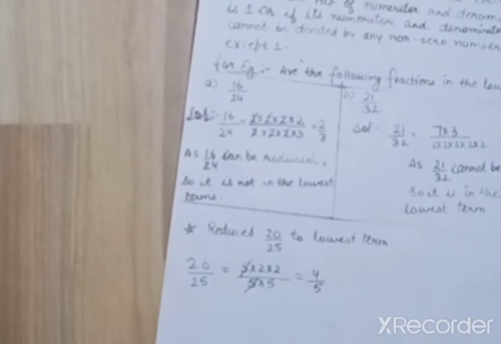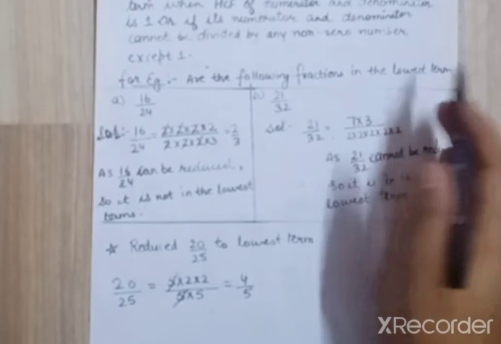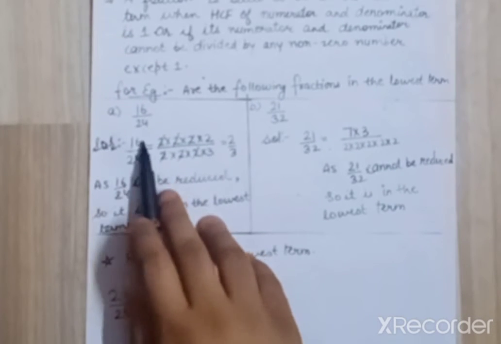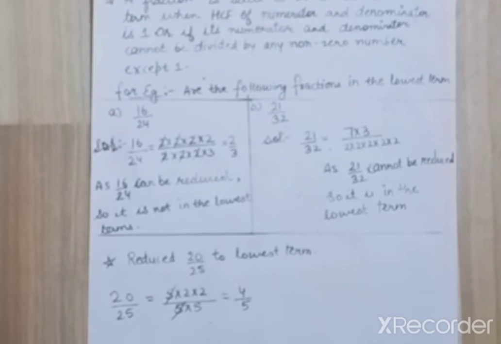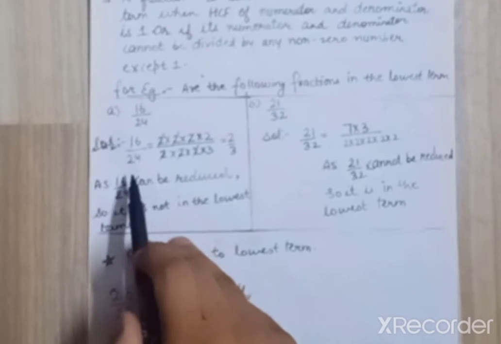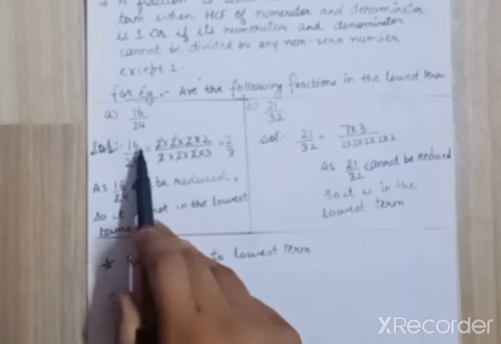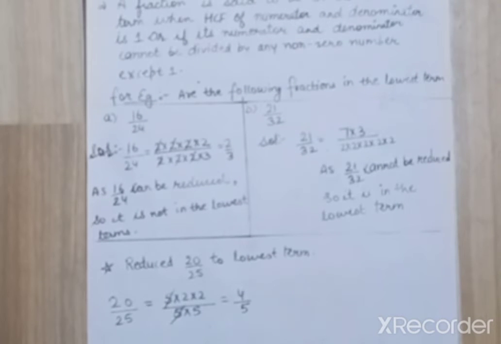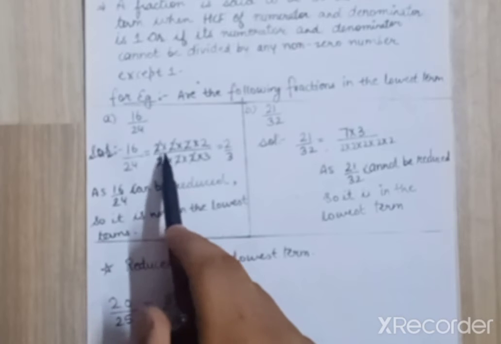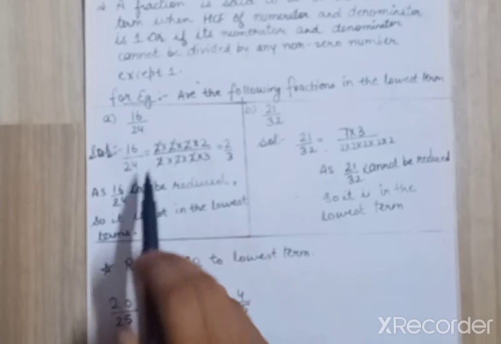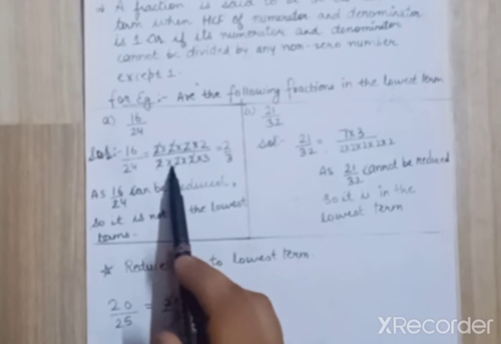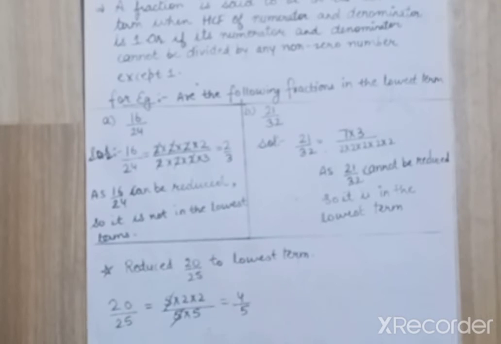Taking an example, are the following fractions in the lowest term? Let us check. These two fractions I have taken, 16 by 24 and 21 by 32. Firstly, we have to write the prime factors. I have used prime factorization. So I have written the prime factors of 16, then of 24.